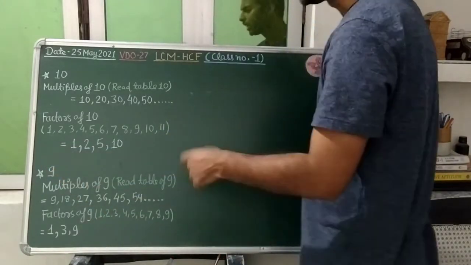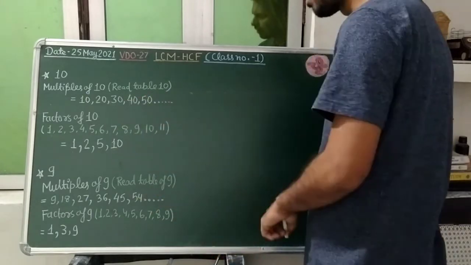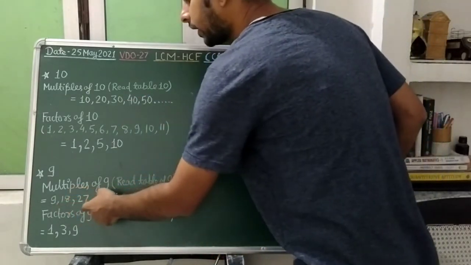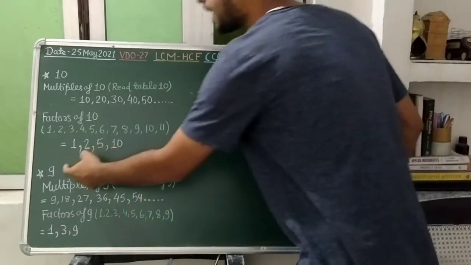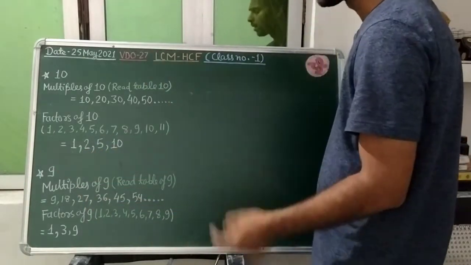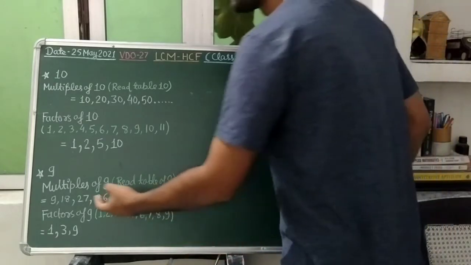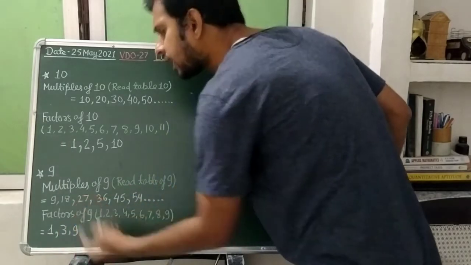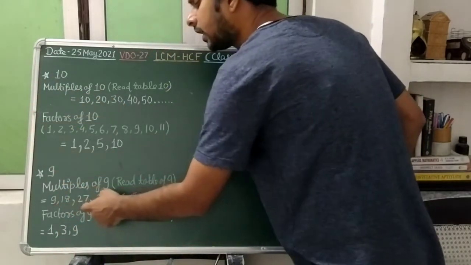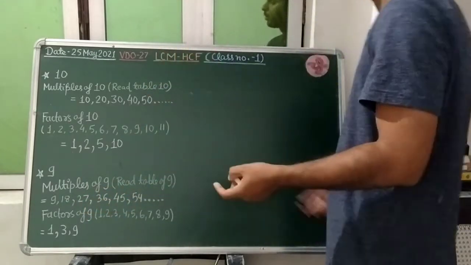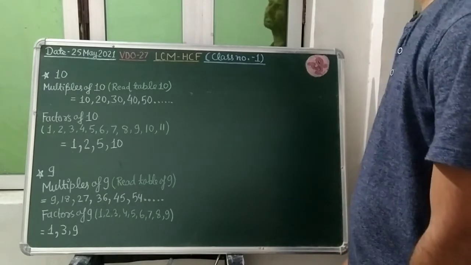But multiples, if you are talking, multiples are the numbers which the given number will divide. Means multiples 9, 18, 27, 36, 45, 54 are going to be divided by 9. But the factors are the numbers which will divide the given number, meaning that factors of 9, 1, 3, 9 are going to divide the 9. But here 9 will divide 9, 18, 27, 36, 45, which are the multiples of 9. Please try to understand this.